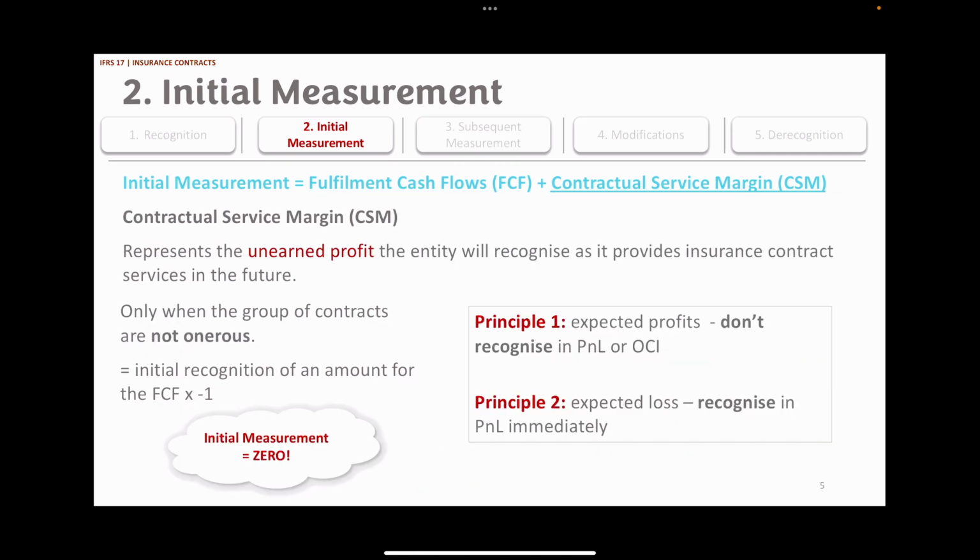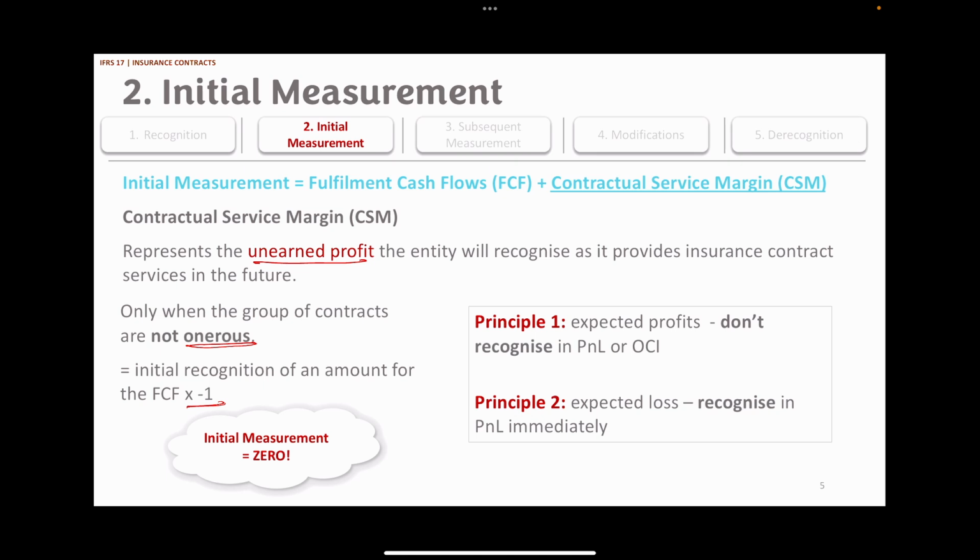Let's move on to contractual service margin. Contractual service margin represents the unearned profit. In other words, this is the expected future profit from the group of insurance contracts. An entity is allowed to recognize contractual service margin only when the group of contracts is profitable. So when there are onerous contracts, an entity cannot recognize contractual service margin. And contractual service margin on initial recognition is simply a negative value of fulfillment cash flows.